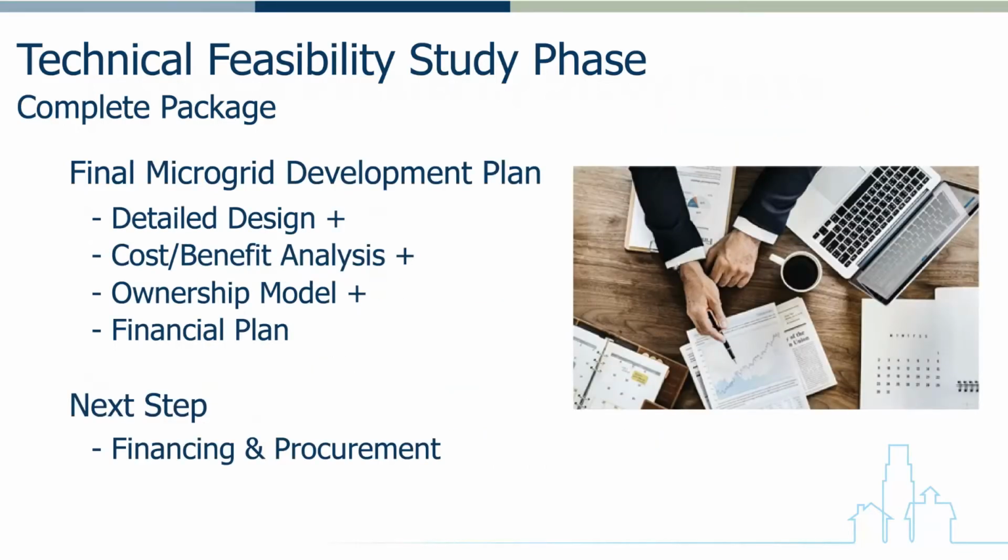Once the detailed design information, the cost-benefit analysis, the ownership model, and the financial plan have been developed, they can be rolled into a final microgrid development plan suitable to serve as a basis for seeking financing and procurement, the next phase of the microgrid development process.